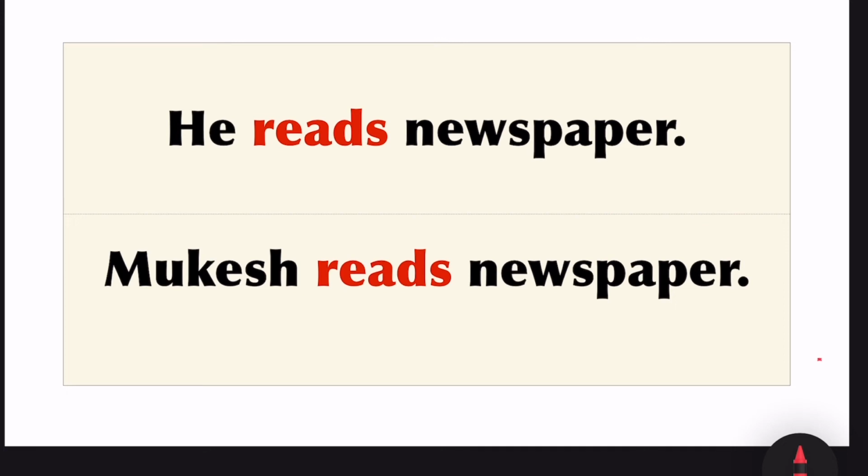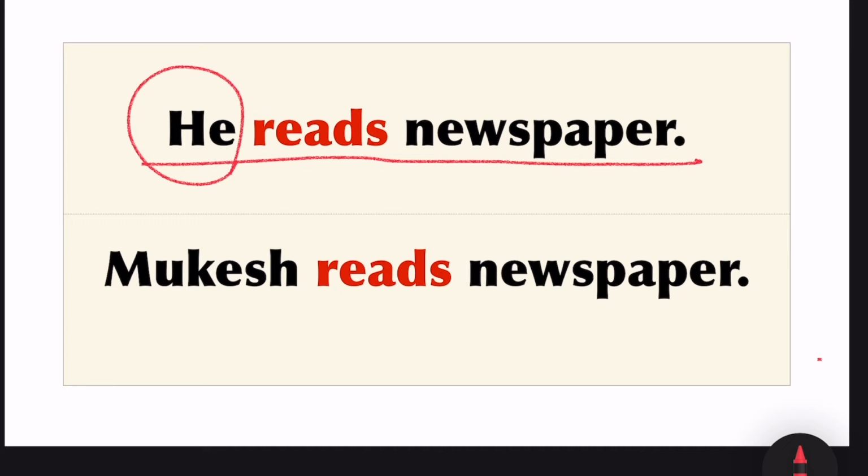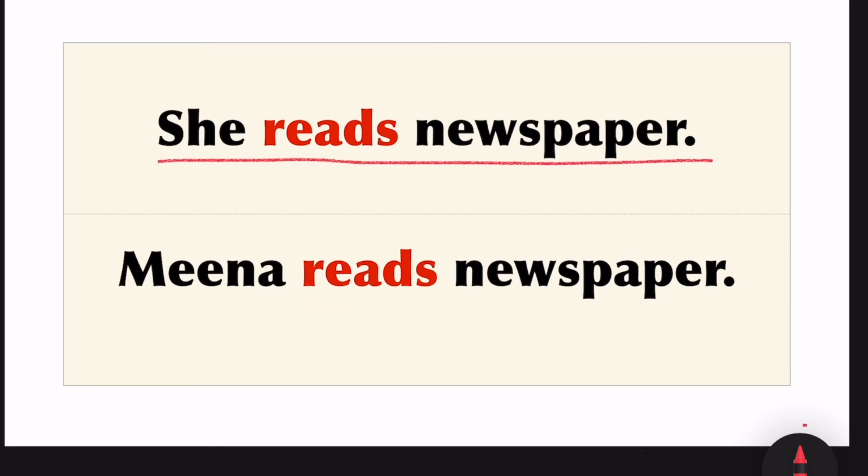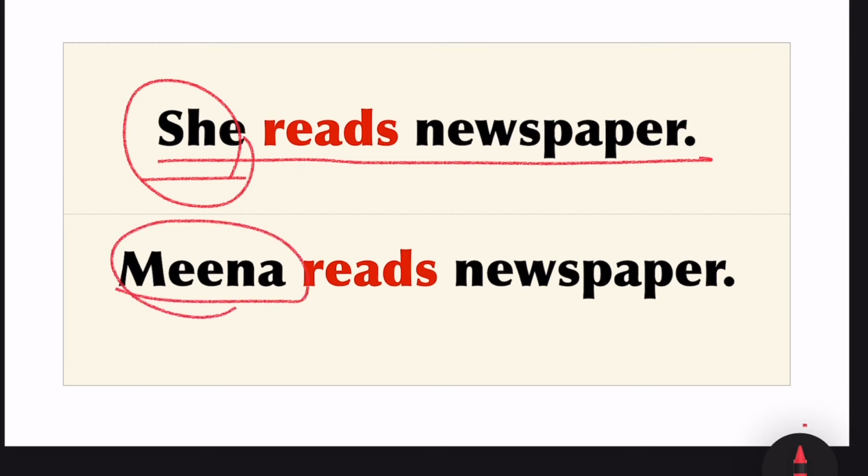But look at here, he reads newspaper. He is a third person singular subject, so the verb read takes s with it. Instead of he, we can use a boy's name. Mukesh reads newspaper. Mukesh has the habit of reading newspaper regularly. She reads newspaper. She is a third person singular subject. Instead of she, we can use a girl's name.